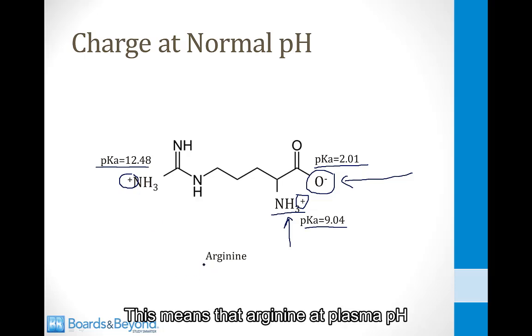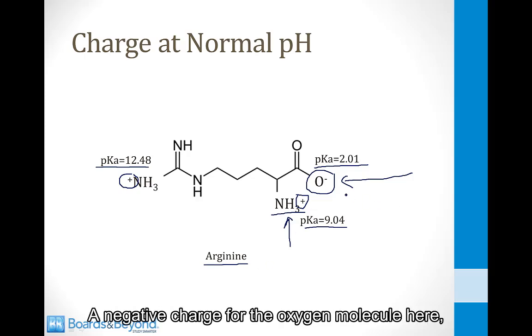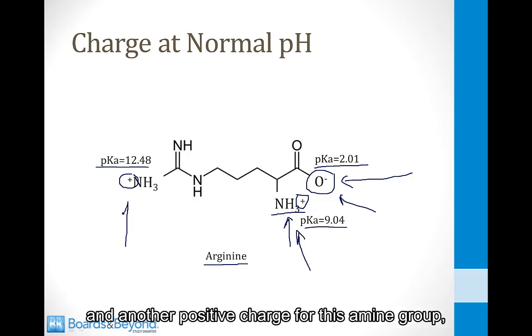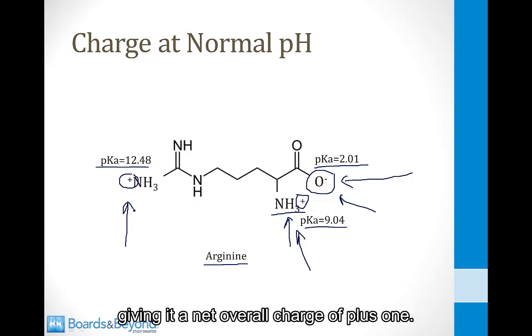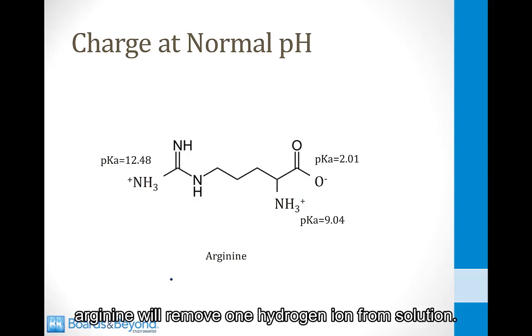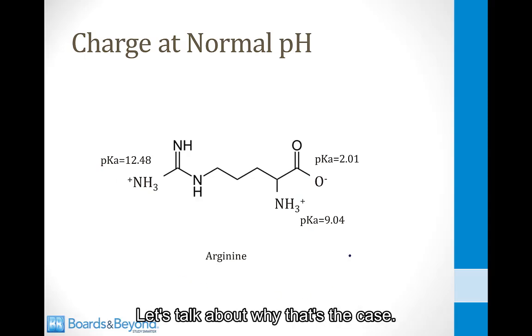This means that arginine at plasma pH has a net charge of +1: a negative charge for the oxygen molecule here, but a positive charge for this amine group and another positive charge for this amine group, giving it a net overall charge of +1. This also means that at plasma pH, arginine will remove one hydrogen ion from solution. Let's talk about why that's the case.